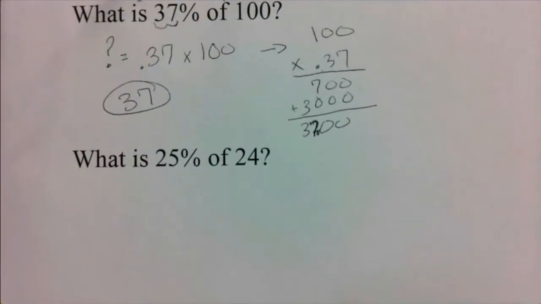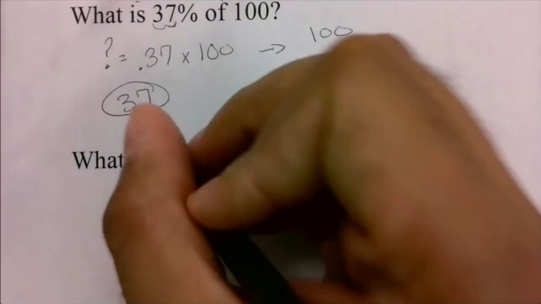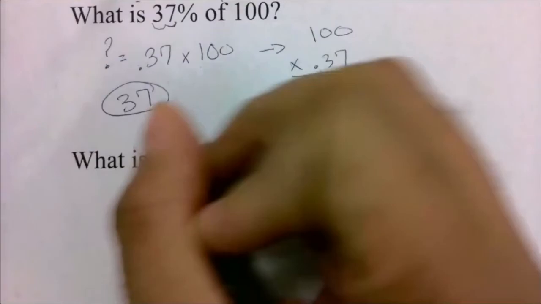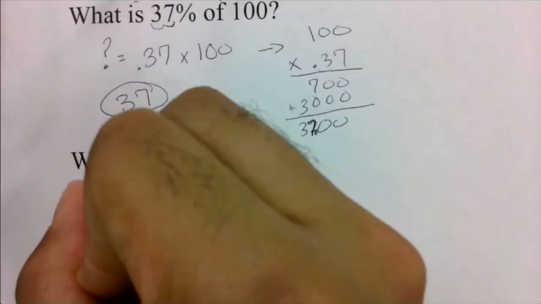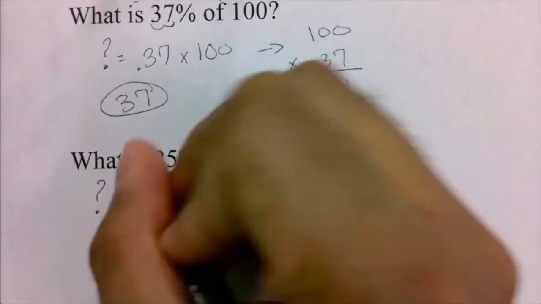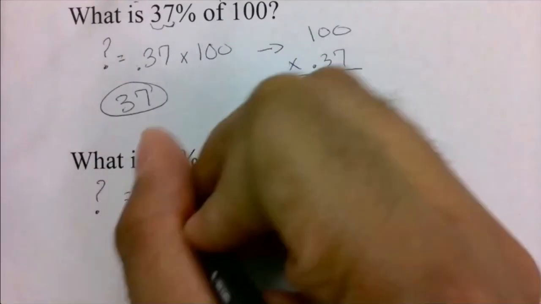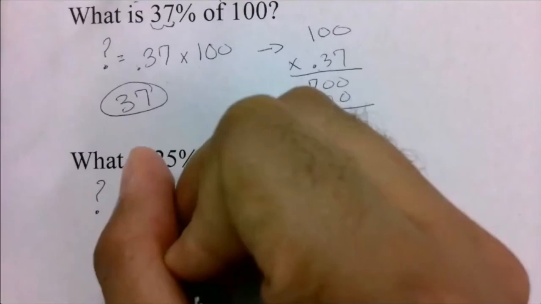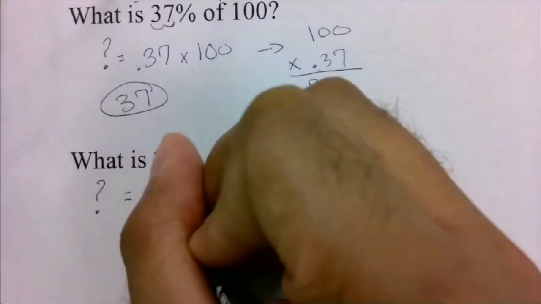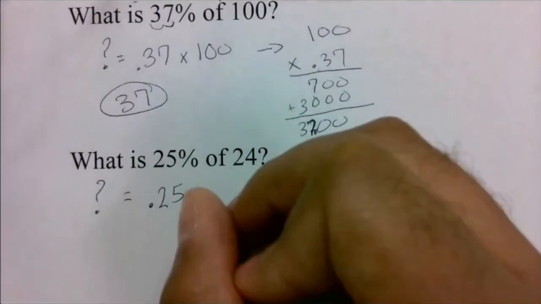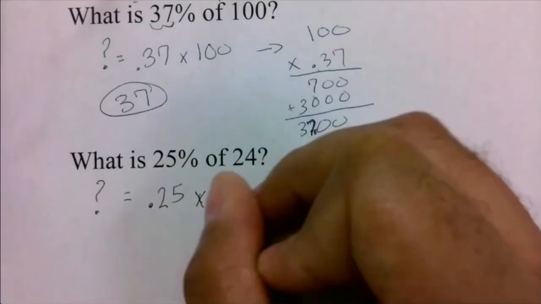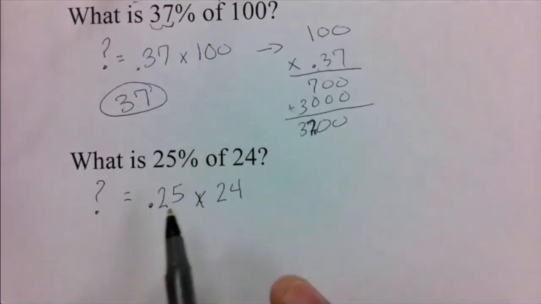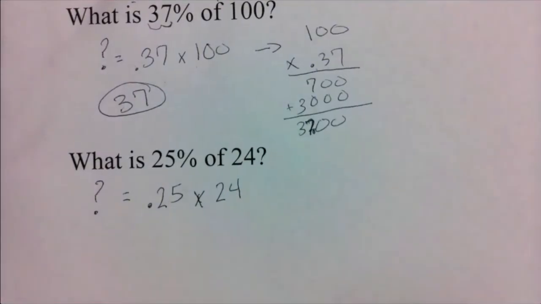Same thing down here. What is 25% of 24? So if we write this out in a mathematical form, what is 25%? So I want to change that percent to its decimal form, 0.25, of 24. So we need to figure out 0.25 times 24.